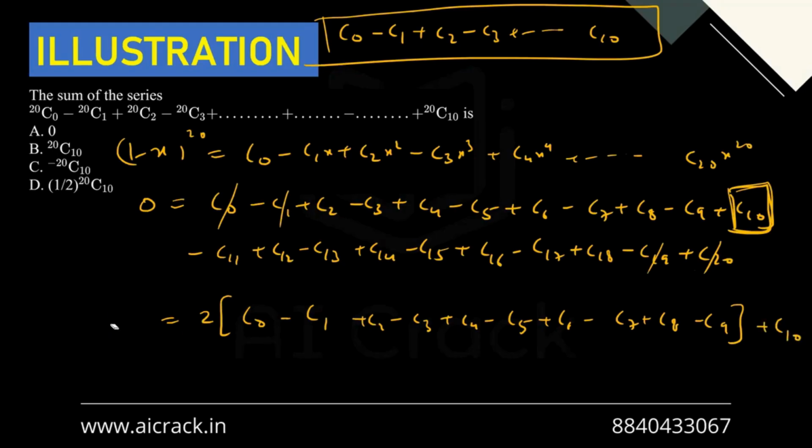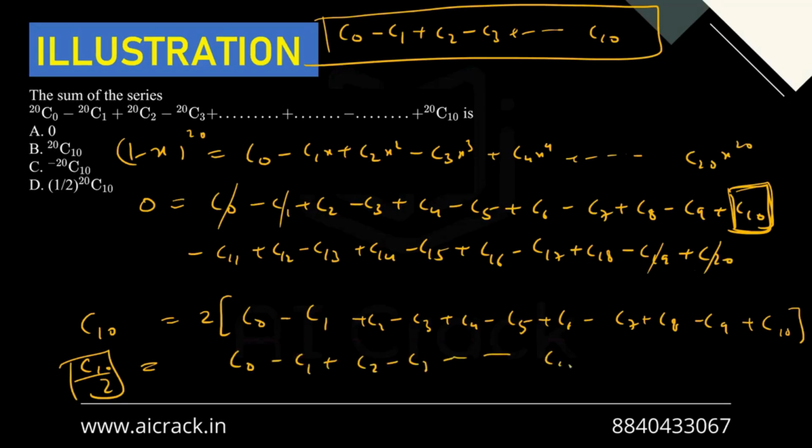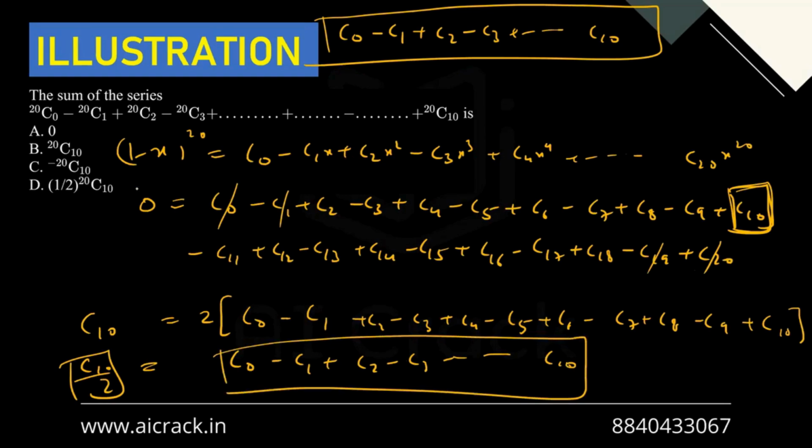Okay. So what if we add C10 over here? So this becomes 2 times C10. So we can club it over here, right? So basically C10 by 2 gives us C0 minus C1 plus C2 minus C3 till C10. Okay, this is our answer. So 1 by 2, 20C10. D is the correct answer, right?